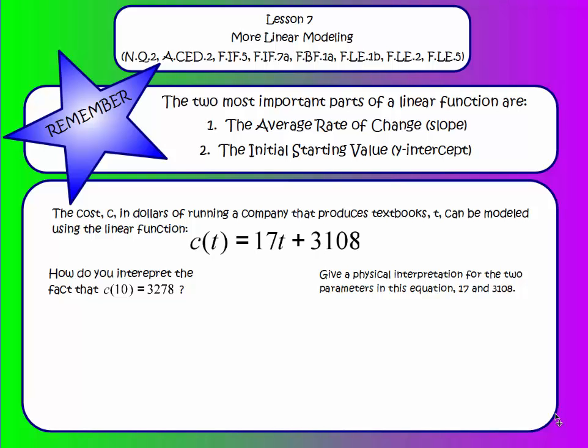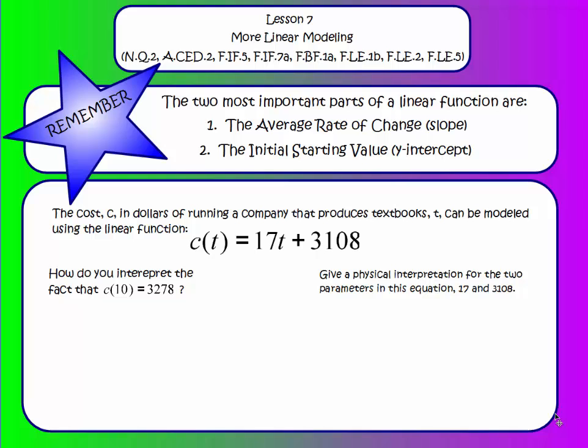All right, here we have lesson 7, more linear modeling. We are still doing the same thing we were doing the other day. We have to remember there are two most important parts of a linear function: the average rate of change, which is the slope, how the output is changing relative to the input. We also always want to know the initial starting value, or the y-intercept. These two things are going to be very important in terms of making equations and function rules that are linear. So let's take a look at this one.